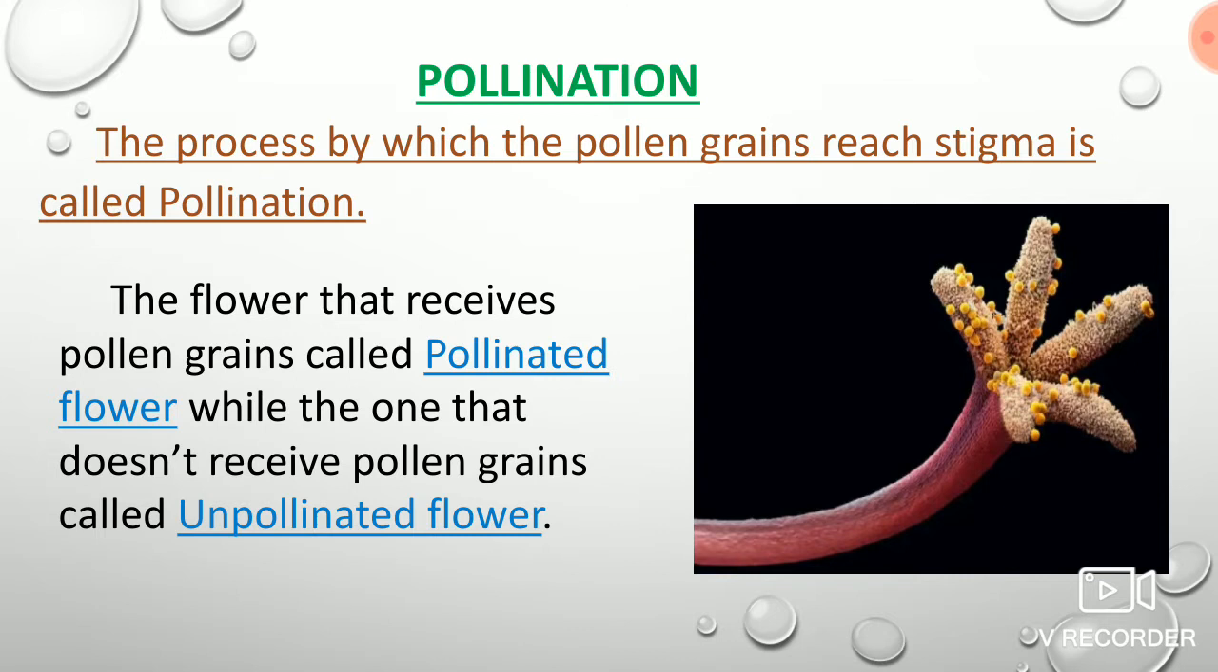Pollination. What do you mean by pollination? The process by which the pollen grains reach the stigma is called pollination. The flower that receives pollen grains is called a pollinated flower, while the one that doesn't receive pollen grains is called an unpollinated flower.